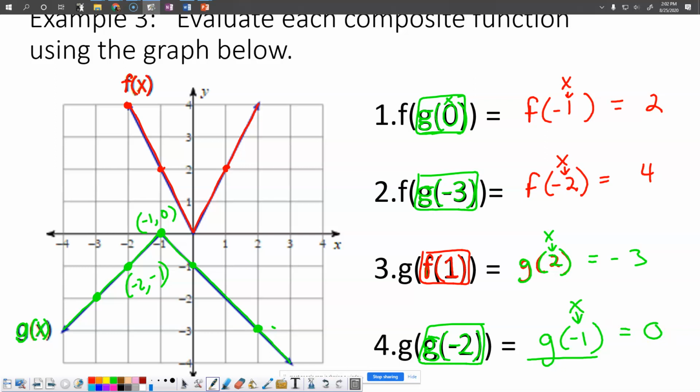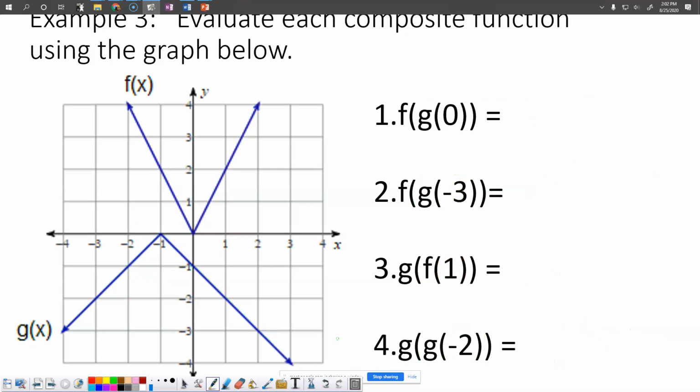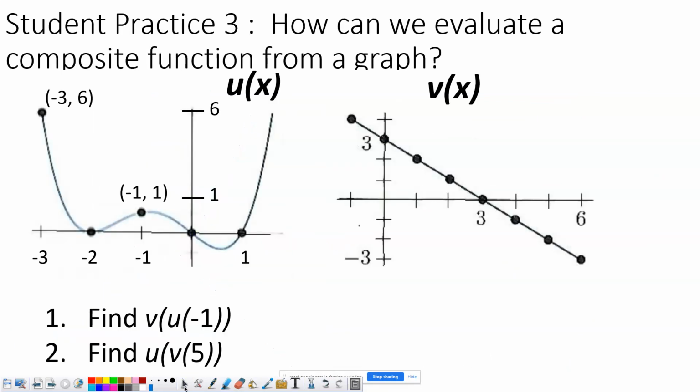Okay? And so that's evaluating composite functions on graphs. A lot like the table, it's just that you have to read the information differently on a graph than you do on a table, but the process is still the same. Start with the inside and work your way out.